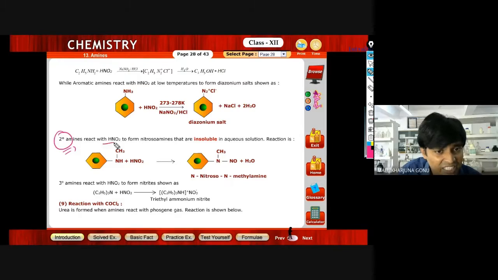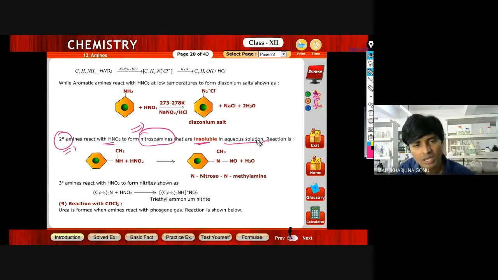Secondary amines react with HNO2 to form nitrosoamines. One word is coming here, nitrosoamines, that are insoluble in aqueous solution. So those compounds are nitroso. These compounds are not soluble in the aqueous solution.